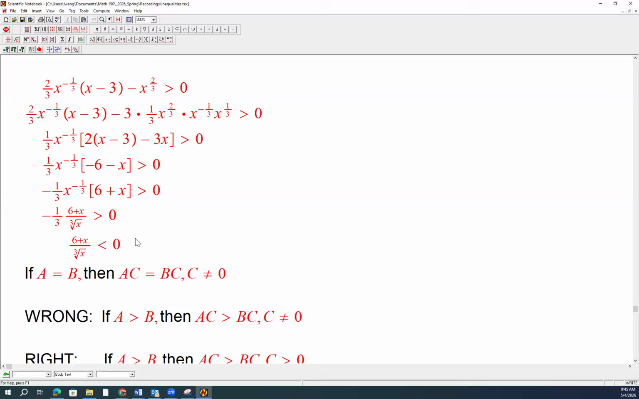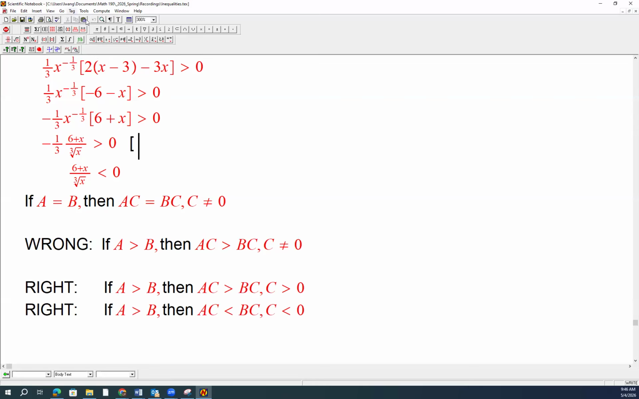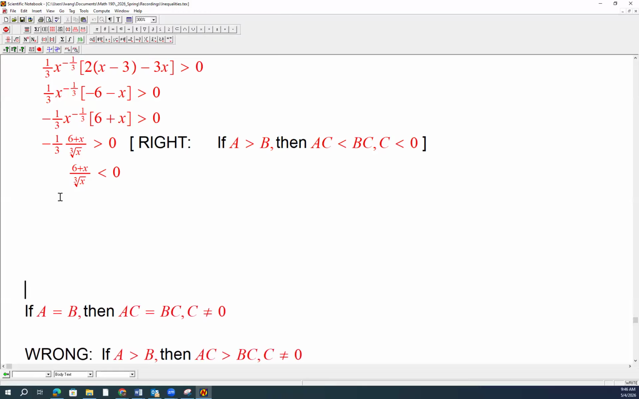Because 0 times 3 is 0. Okay, 0 times 3 is 0. Now, from this step to the next step is because I multiply both sides by negative 3 and I applied this mathematical principle. So I'm going to put it here. Okay, multiply both sides by a negative number.